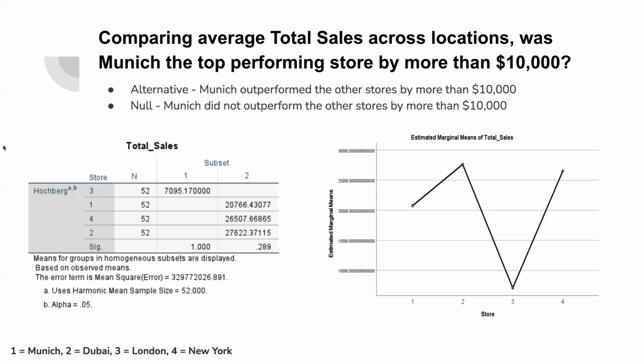We were asked to compare total sales across all the locations and to see if Munich was the top performing store by more than 10,000. We ran a univariate analysis with post hoc testing to determine if Munich outperformed the other stores by more than 10,000. Munich represents store number 1, and the results of the analysis show that Munich did not outperform the other stores by more than 10,000, which agrees with the null hypothesis.